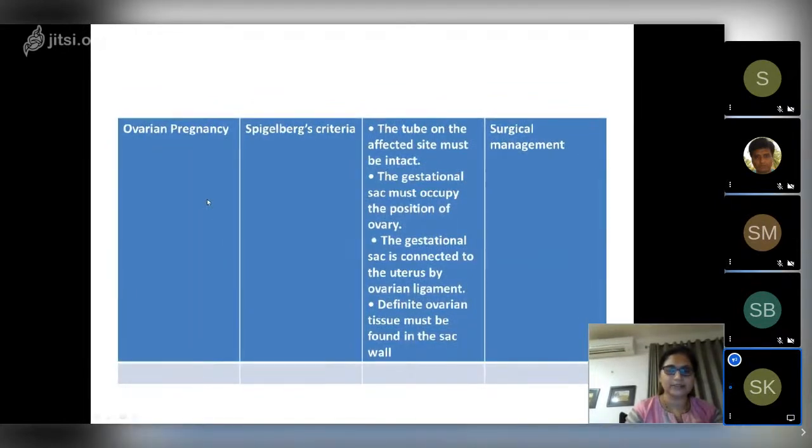Then ovarian pregnancy is diagnosed by Spiegelberg criteria. And what are these criteria? The tube on the affected side must be intact. The gestational sac must occupy the position of ovary. The gestational sac is connected to the uterus by ovarian ligament. Definite ovarian tissue must be found in the sac wall. So these are the criteria for diagnosis of an ectopic ovarian pregnancy. This is by the name of Spiegelberg's criteria. And of course, the surgical management is the choice for such a case.